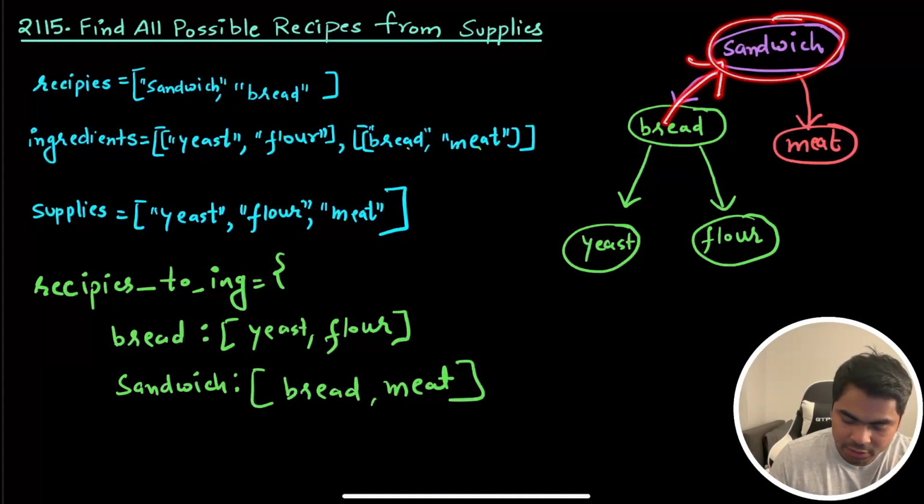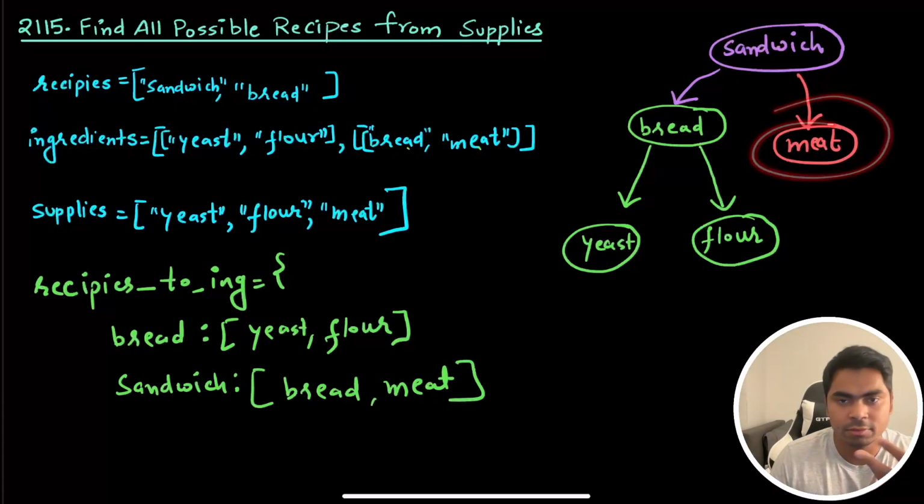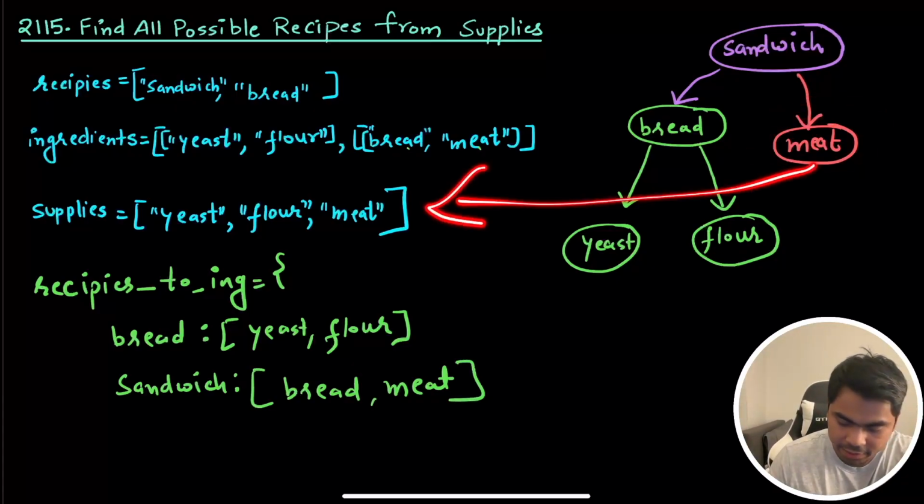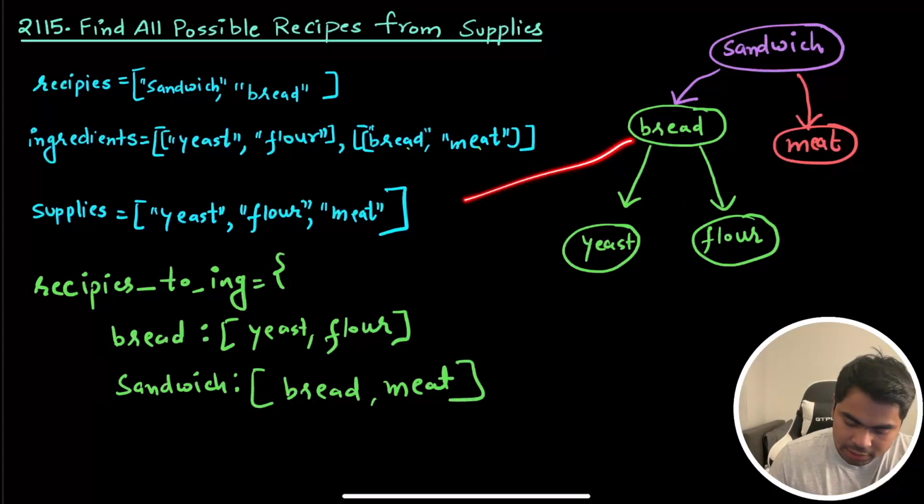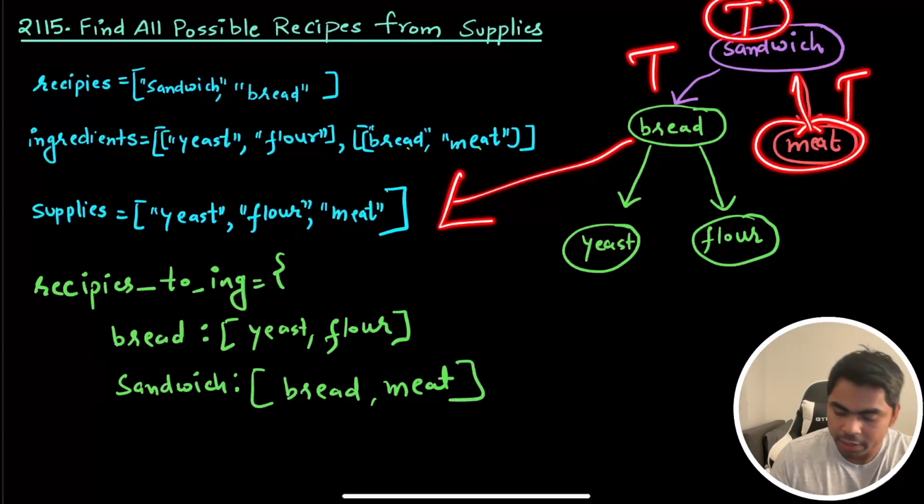Now sandwich has true from bread. It's going to go to its second neighbor and ask, are you in supply? Yes, it is in the supply. So that is why it will return true, and it will be marked true now.